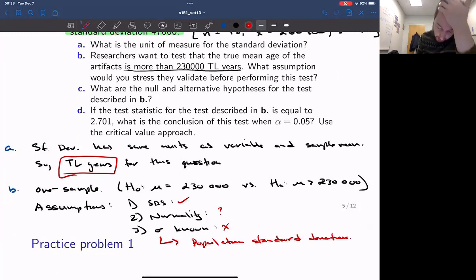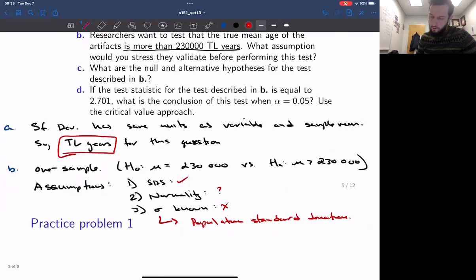The sigma is population standard deviation. So if there's one assumption that we wanted to stress that they test, and this is pretty much the case for most of the hypothesis tests we've seen in the course, it would be that normality assumption, okay?